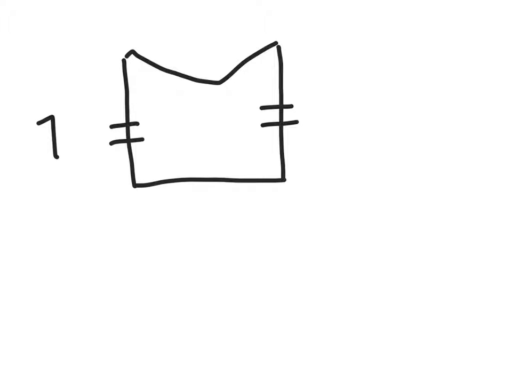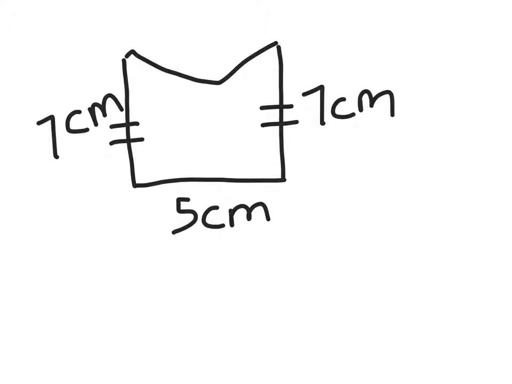Figure B looks like a rectangle, except it has a chunk taken out of it. I'm going to put hash marks here and hash marks here. That means those two sides are equal. Let's go ahead and make this 7 centimeters. So if that's 7, that means this is also 7. And I'm going to make the bottom 5 centimeters. Then I'm going to draw a little arrow here. This little arrow stands for how deep this triangle is, or the height of that triangle. And let's make that 4 centimeters.